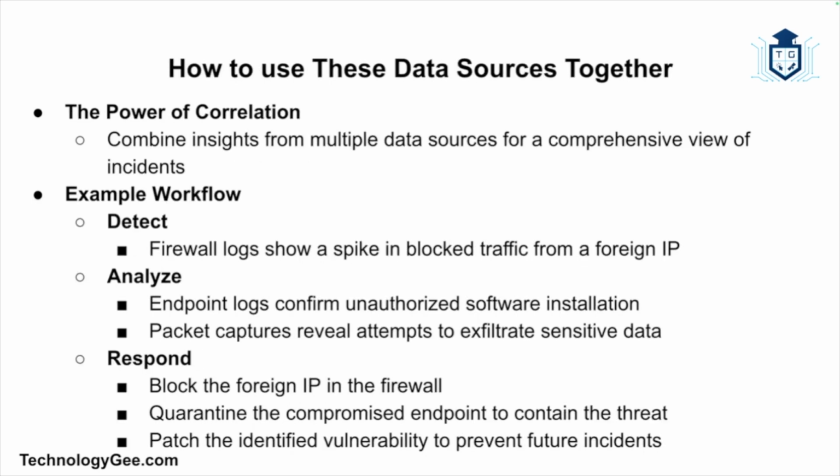So the power of data sources lies in correlation. By combining insights from multiple sources, you can build a comprehensive picture of an incident. Here's an example. You get a spike in firewall logs that shows blocked traffic from a foreign IP. You would then analyze logs and confirm unauthorized software installations. You would also analyze packet captures to reveal suspicious data exfiltration attempts. And then as a response, you will block the IP in the firewall, quarantine the compromised endpoint, and then patch the vulnerability that was identified during the vulnerability scan.